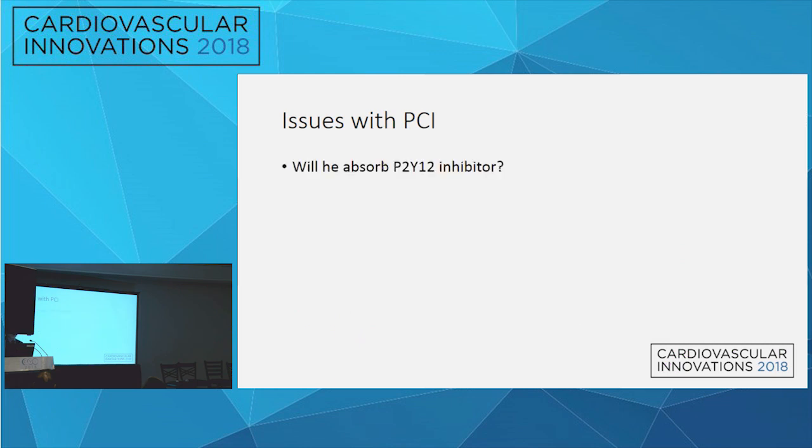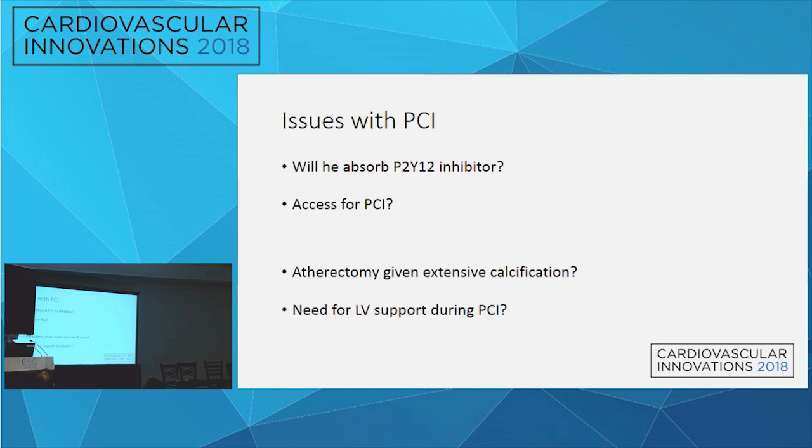So when I saw him, I was wondering, is he even going to absorb a P2Y12 inhibitor? What's his access? Do I need to do atherectomy? There was a lot of calcification in the LAD. And do I need support? So I put him on prasugrel for a week and did a P2Y12 inhibitor panel, and it looked like it was good to go.